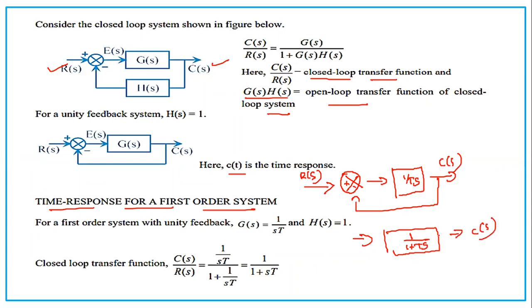അതായത് G/(1 plus G), അല്ലെങ്കിൽ മേസൺസ് ഗെയിൻ ഫോർമുല ഉപയോഗിച്ചാലും മതി. G of s by 1 plus G of s into H of s. അപ്പോ ഫസ്റ്റ് ഓർഡർ സിസ്റ്റം ആണ് വിത്ത് യൂണിറ്റി ഫീഡ്ബാക്ക്. അപ്പൊ G of s എന്ന് പറയുന്നത് 1/ST എന്നാണ് ഇവിടെ നമ്മൾ എഴുതിയിരിക്കുന്നത്. ദിസ് ഈസ് G of s. H of s equal to 1 ആണ്.